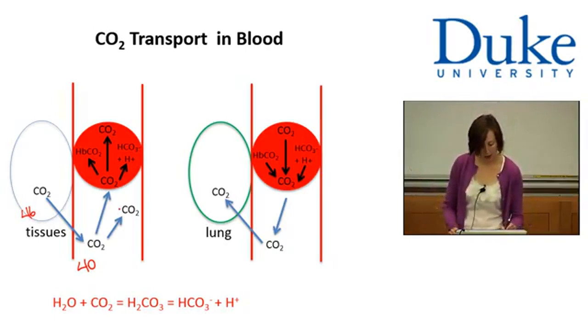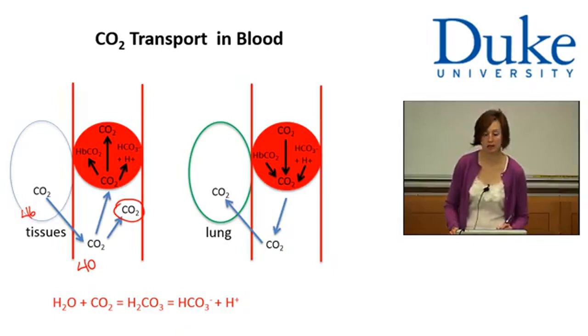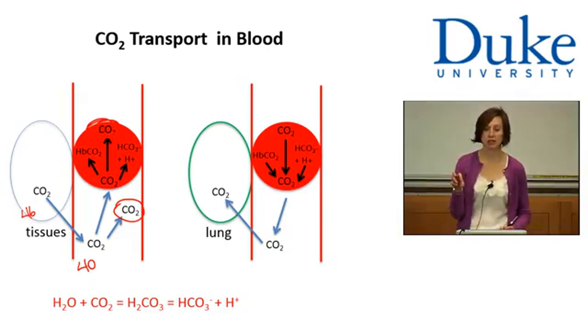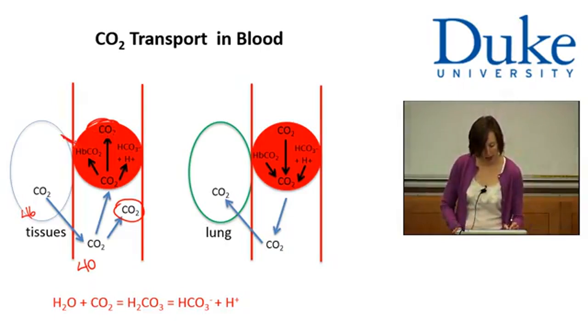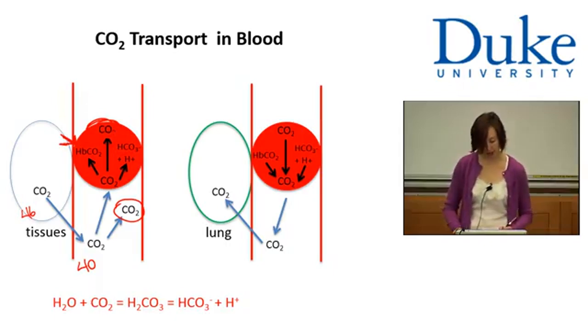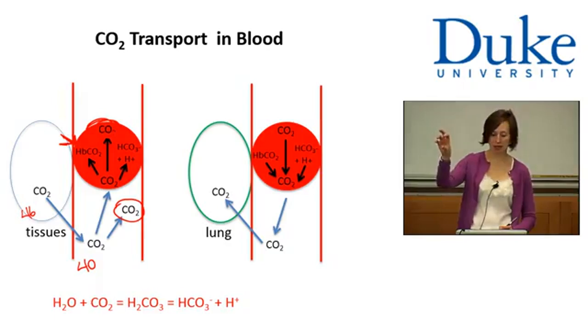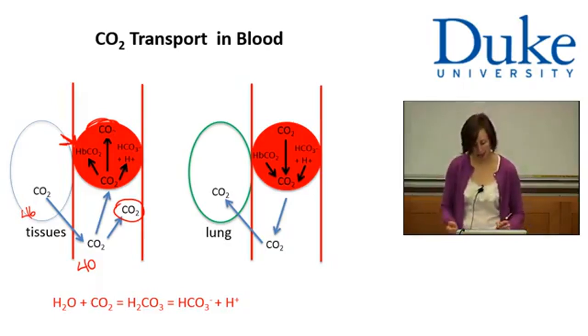So we're going to have a gradient for CO2 to diffuse into the blood. Some of it will just stay dissolved in the blood. We'll also have a gradient for CO2 to enter the red blood cell. Again, some of it will be dissolved in the red blood cell, some of it will bind to hemoglobin, and then a large portion of it, about 60%, will be converted to bicarbonate.